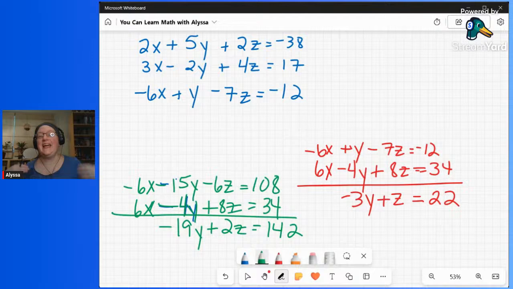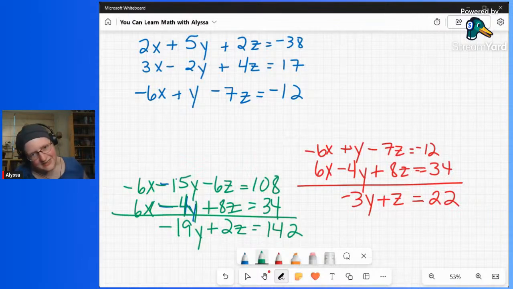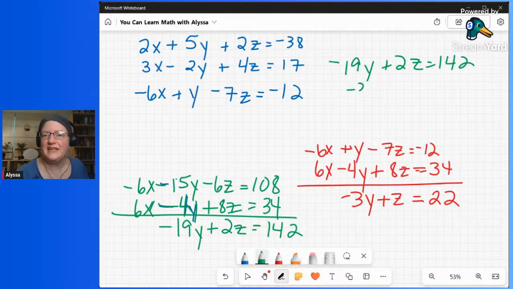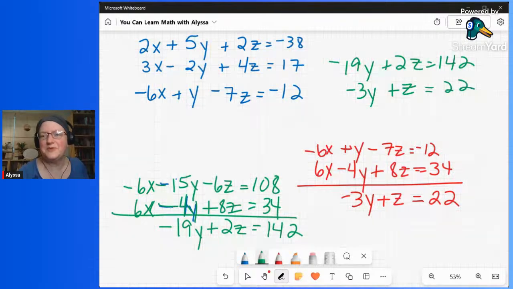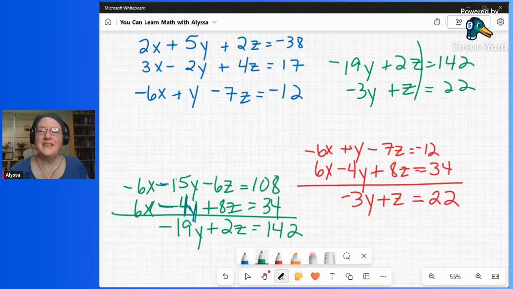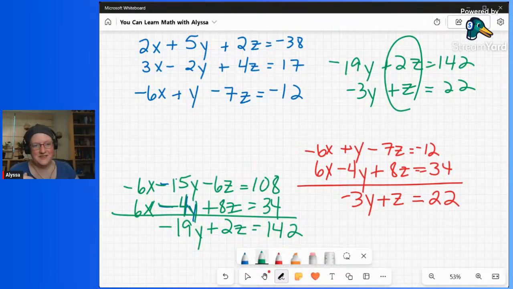Okay, so now all of that was just to get to where we have two equations that we can now do elimination on again. So negative 19y plus 2z equals 142. I'm just rewriting them from down below. And negative 3y plus z equals 22. The easiest way I see forward is adding those together.